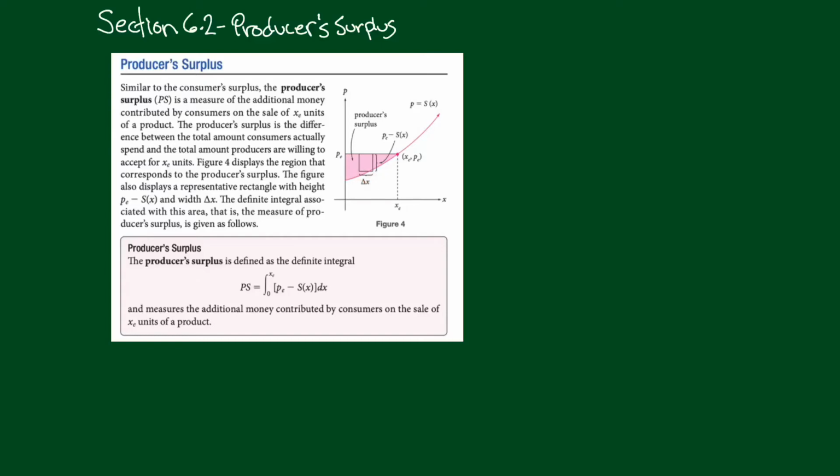So what we're going to do is define producer's surplus as this integral from 0 to x sub e of the height of the rectangle times the delta x. So you can see we're getting this area right here.